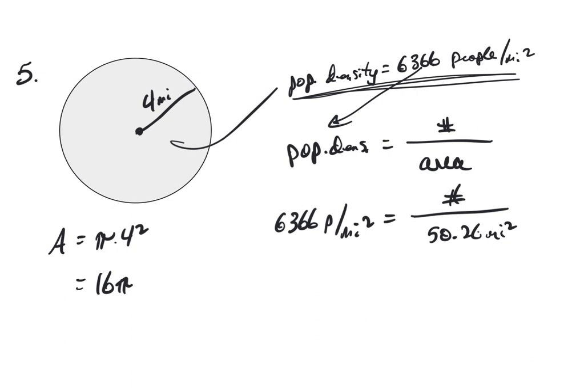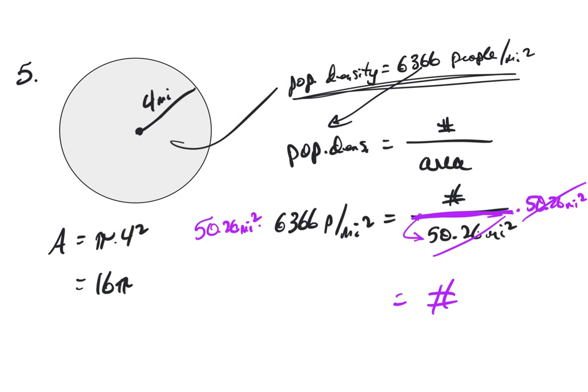Okay, so to solve for the population in this region, we have to get rid of division. Let me choose a different color here for the first time today. So we have to get rid of this division by 50.26. So we do the inverse, which is multiplication. So we'll multiply both sides by 50.26 square miles.